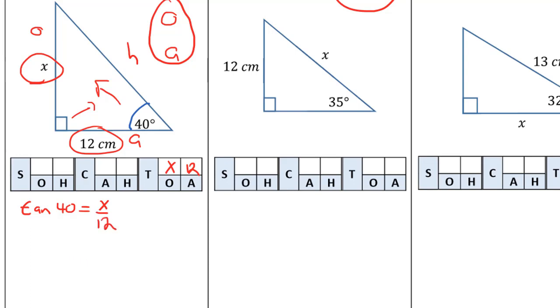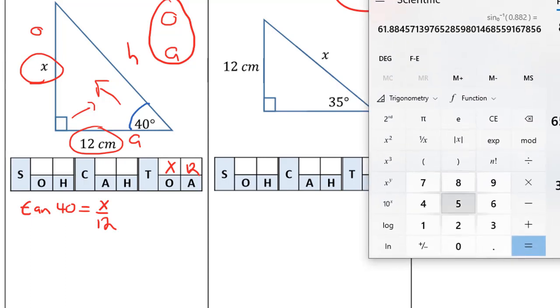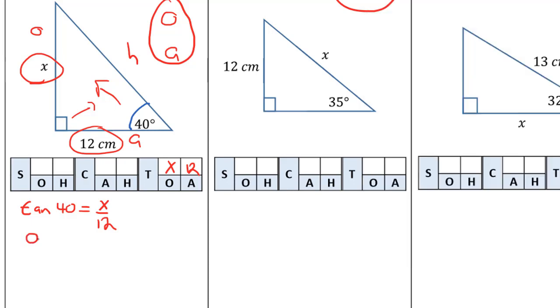Now, we can use our calculator. Let me just pull that up. We can use our calculator to determine what tan of 40 is. So I'm typing in 40 first, trig drop down, and then click on tangent, and I get 0.83909. So it's going to actually be 0.8391. And we have 0.8391 on this side of the equation, and on the other side of the equation we have x over 12.